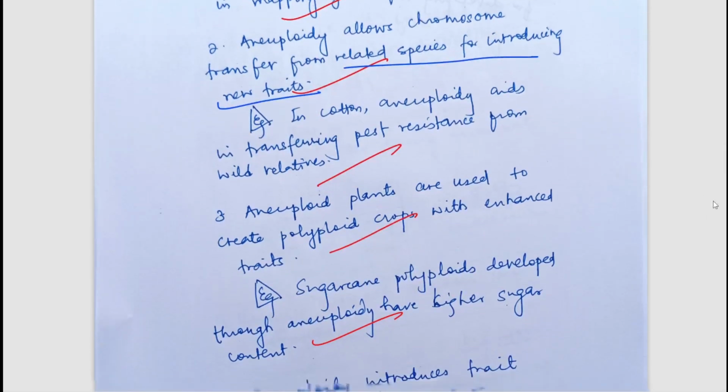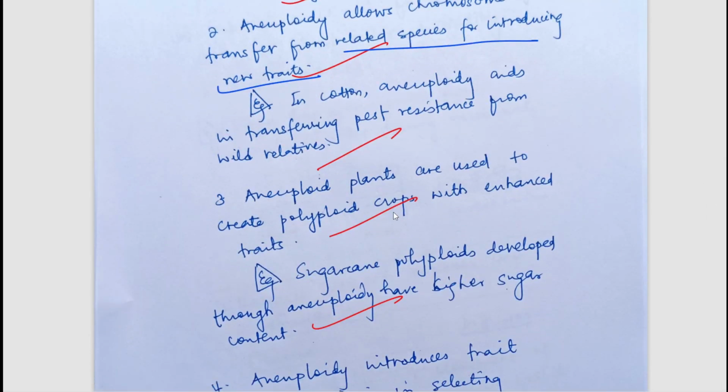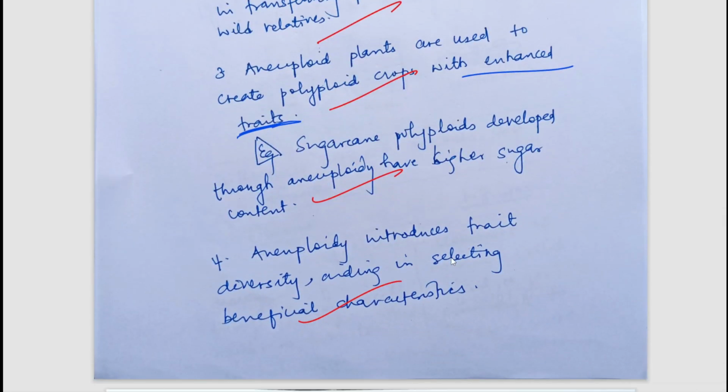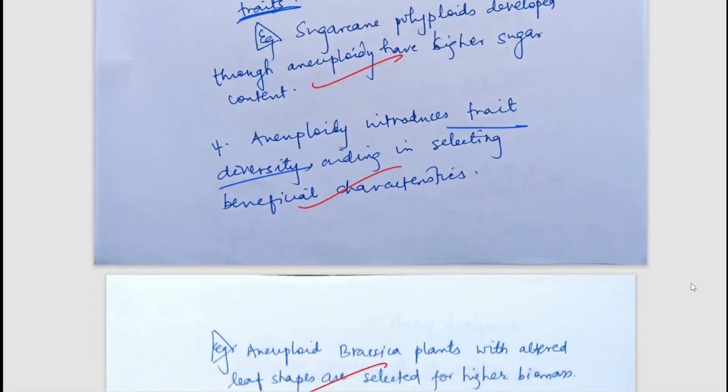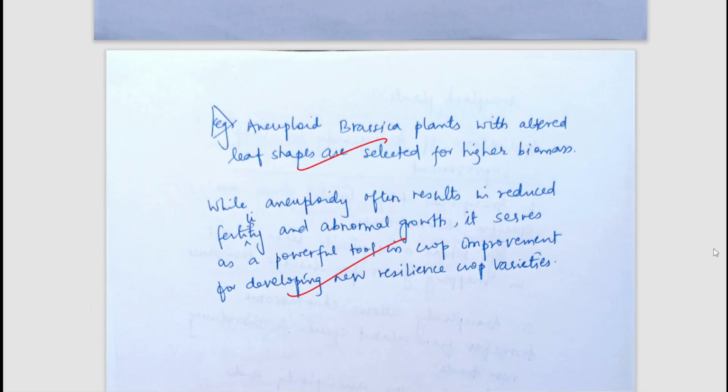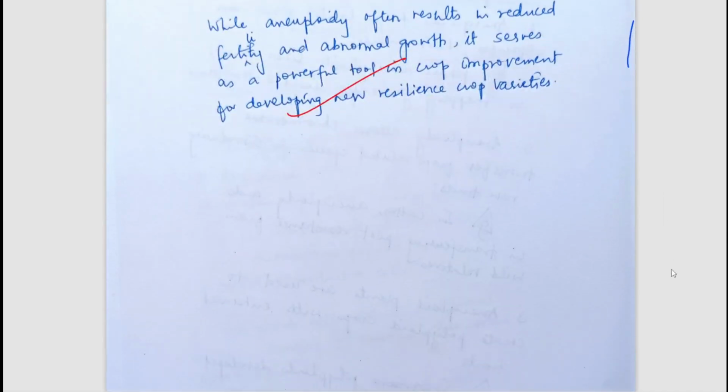Obviously, it is used in crop improvement. Here we can create polyploid crops with enhanced traits. Traits could be enhanced. Here we can introduce trait diversity, and when there is high trait diversity, the plant is able to adapt in greater, broader environmental conditions, in diversified environmental conditions. Overall, well written points. Now let's move to the next question.